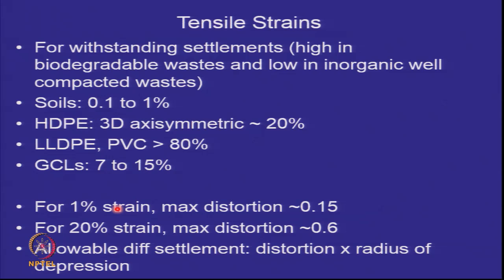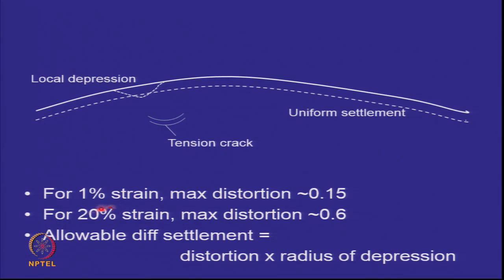So if I can have 1% strain, then the maximum distortion that I can have is 0.15. After that, soil will not work. If I have 20% strain, then the maximum distortion that I can have is 0.6. It's simple geometry. Allowable differential settlement is the allowed distortion times the radius of the depression.